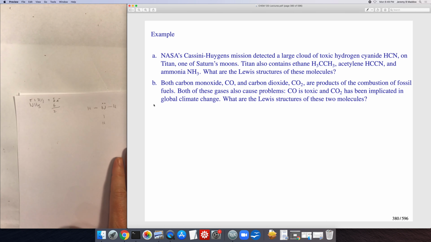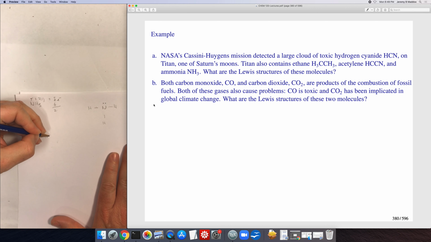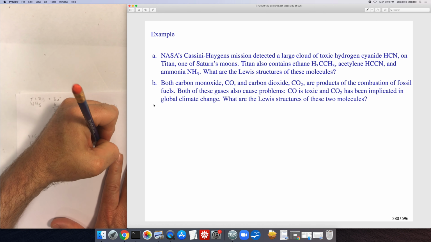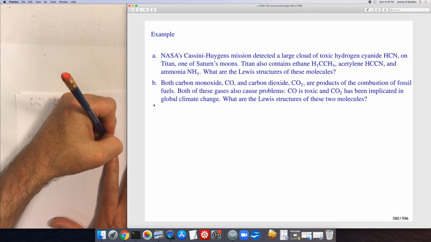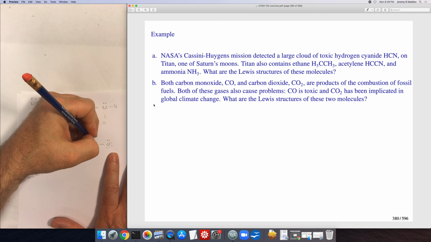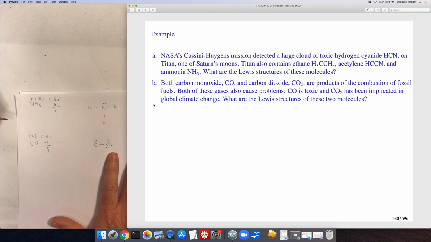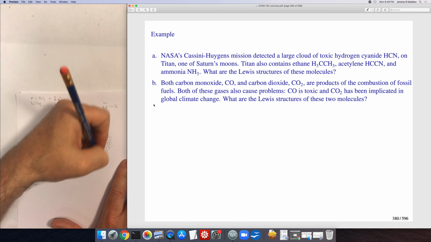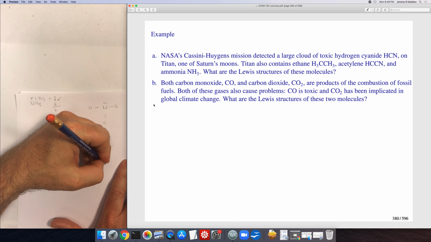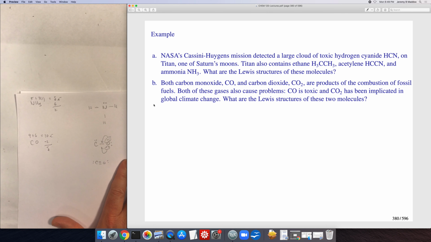Let's go ahead and do carbon monoxide. We've got 4 plus 6 valence electrons for a total of 10. Skeleton structure takes care of 2 of them. Now we've got 8 electrons. 1, 2, 3, 4, 5, 6, 7, 8. So all the electrons are on the board. Oxygen has an octet, but carbon does not. It needs 2 more pairs of electrons, so we're going to make a triple bond, and we'll get this structure here for carbon monoxide.